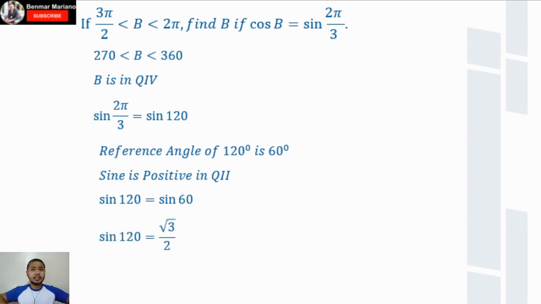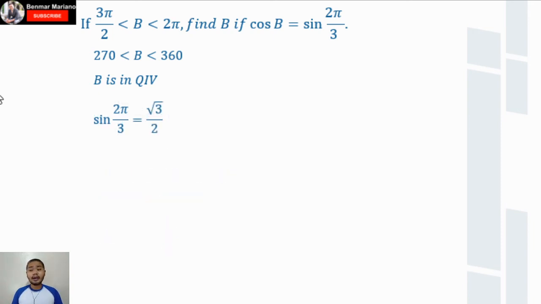So, it's very important to remember the trigonometric functions of the special angles: 30 degrees, 45 degrees, and 60 degrees. Next, we know that sine 120 is square root of 3 over 2. So therefore, sine 2 pi over 3 is square root of 3 over 2. We can now say that cosine B is equivalent to square root of 3 over 2.